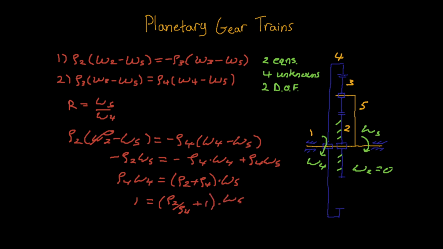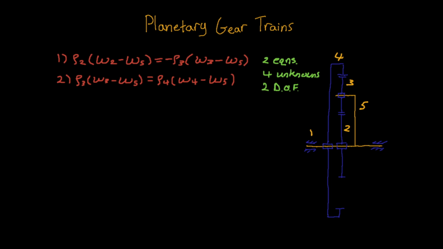times omega 5 over omega 4. And we recognize omega 5 over omega 4 as the gear ratio, so we can finally write R is equal to omega 5 over omega 4, which is equal to 1 over rho 2 over rho 4 plus 1. So this is the gear ratio when gear 2 is fixed. The shaft and carrier are driven by a motor, and gear 4 is the output. Let's look at another case.